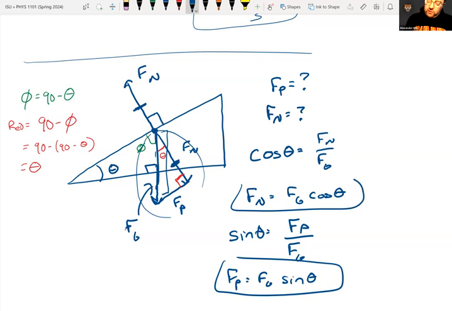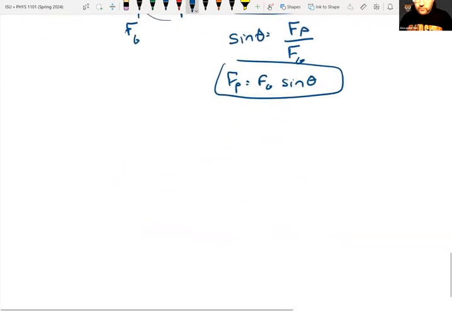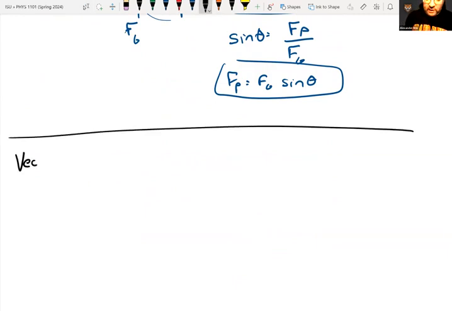Okay. So that is going to be a very common analysis, and being able to analyze triangles in this way is going to be important for this class. It comes up a lot when we're discussing vectors, which is the last thing I want to cover today.